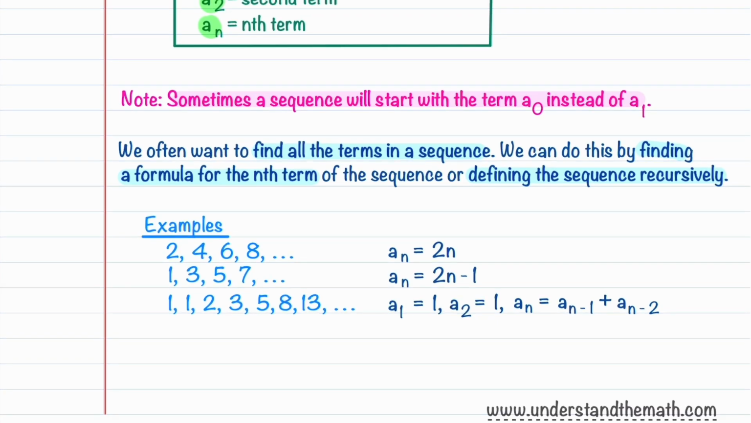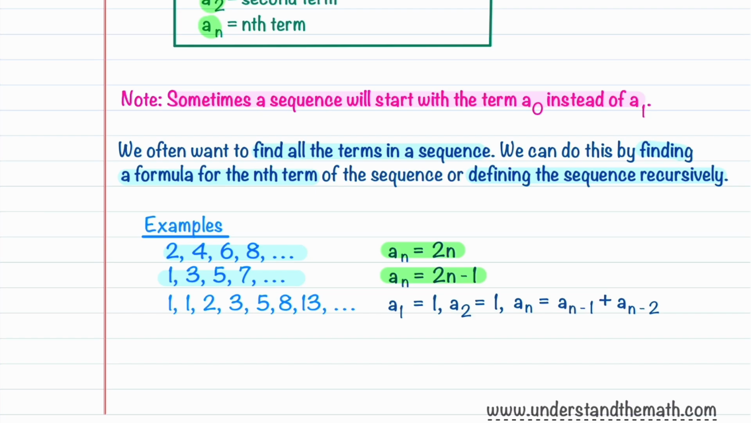The nth term of the sequence of even natural numbers can be written as A sub n is equal to 2 times n, and then the nth term of the sequence of odd natural numbers can be written as A sub n is equal to 2n minus 1. If you go on to study calculus, you're going to use terms just like this.